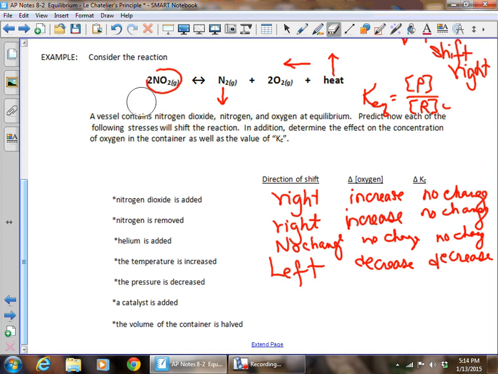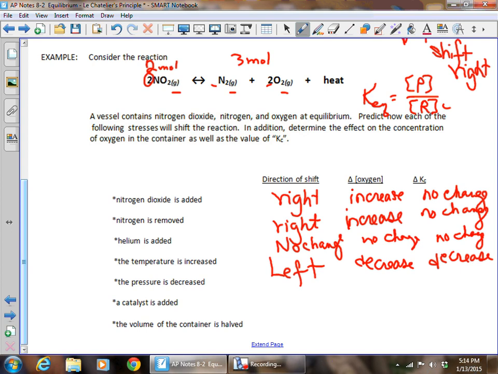So now our pressure, I'm going to get rid of some of these markings that I've got here so we have kind of a clean surface to work with. The pressure is decreased. So remember, pressure only affects gaseous systems, and it is a gaseous system, but we need to know how many moles of gas we have on each side. Looks like we've got 2 moles of gas on the left-hand side, and it looks like we've got 1, 2, 3 moles of gas on the right-hand side.